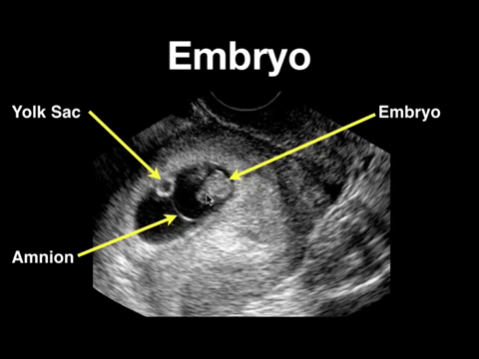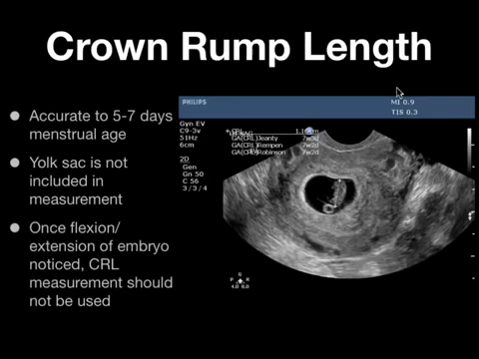Here we've got a coned-in view, but here you've got the embryo within the gestational sac here. It's also within the amnion, and here you can see the yolk sac here. Measurement of the crown rump length is accurate to 5 to 7 days menstrual age. It's important that you do not include the yolk sac within the measurement.